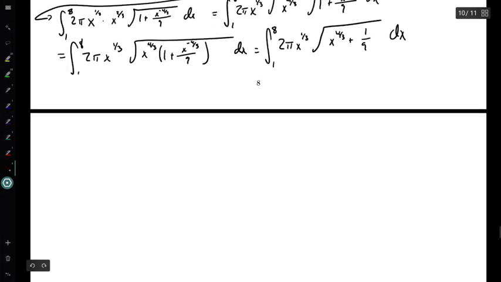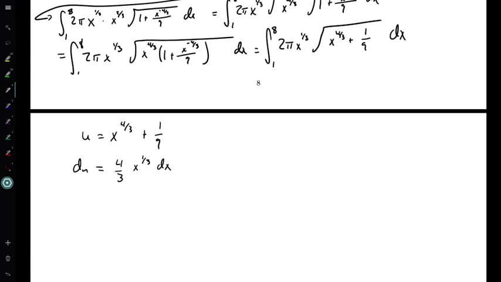Great, so now that we have a little bit more room to work, let's do that. So let's work with the u substitution. u equals x to the 4/3 plus 1/9, so that du is 4/3 x to the 1/3 dx. We have the x to the 1/3 dx, so let's move over the 4/3 to become 3 du out of 4 equals x to the 1/3 dx. And we can actually do this integral now.